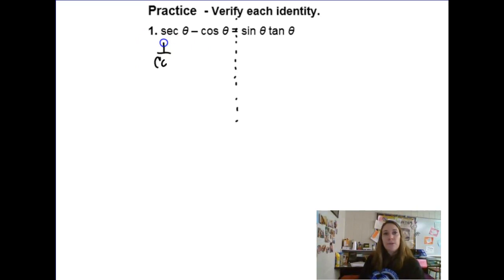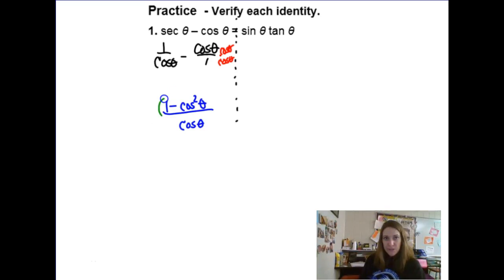Secant is 1 over cosine. Cosine is cosine. If you want to say over 1, if it helps you, that's good. So now if you were to get common denominators here, you would have to multiply this side by cosine over cosine. And then your numerator now becomes 1 minus cosine times cosine, which is cosine squared, over that common denominator of cosine.